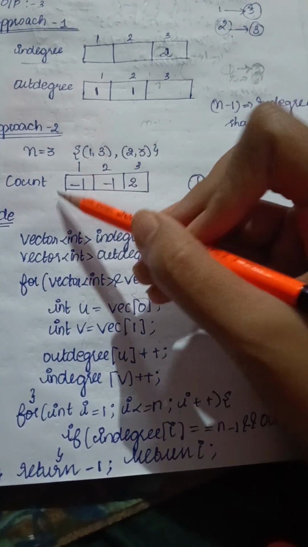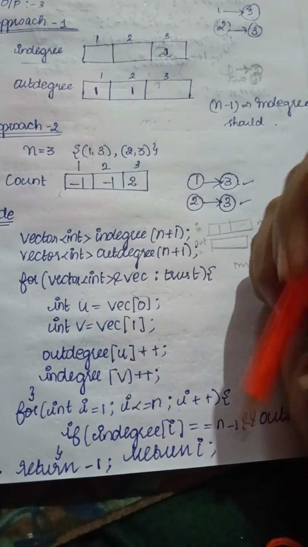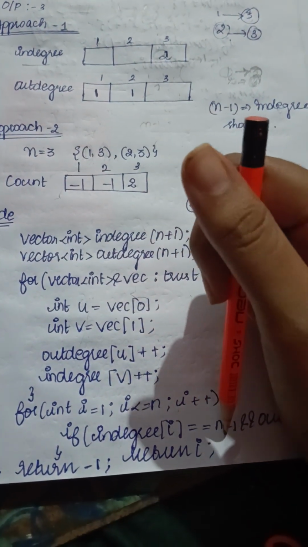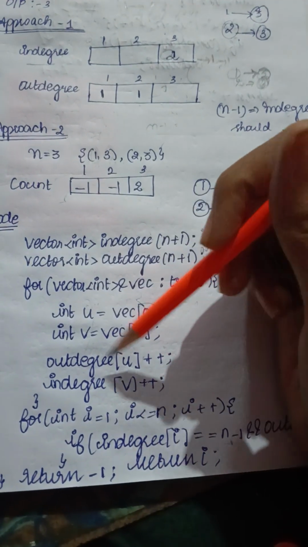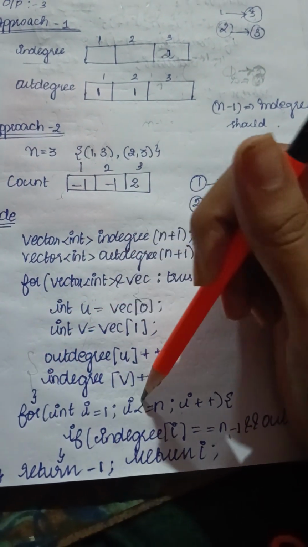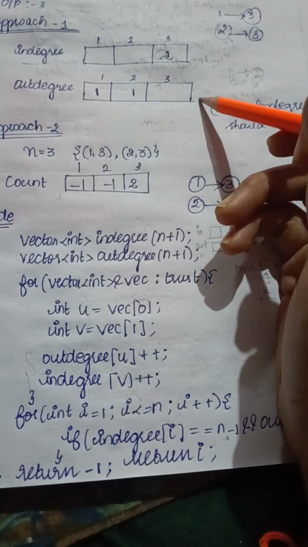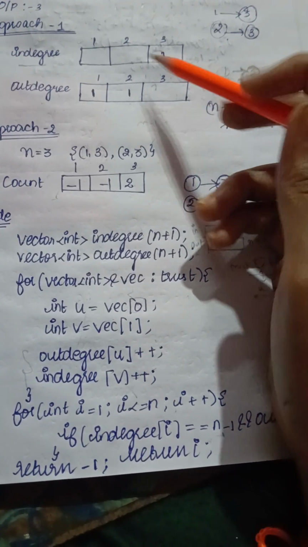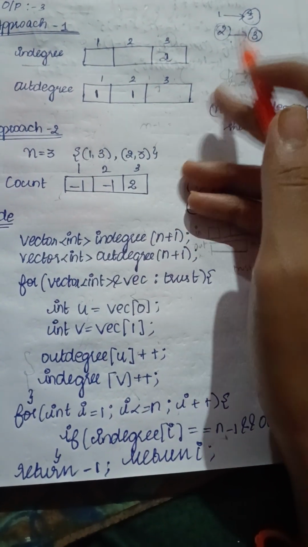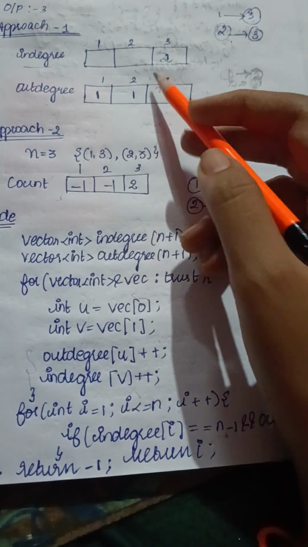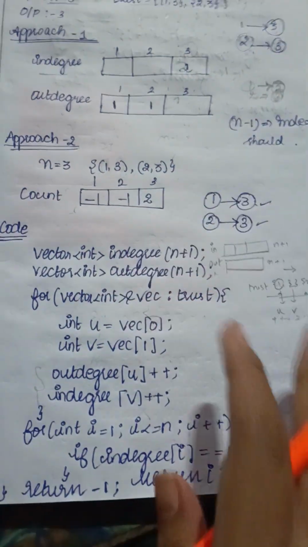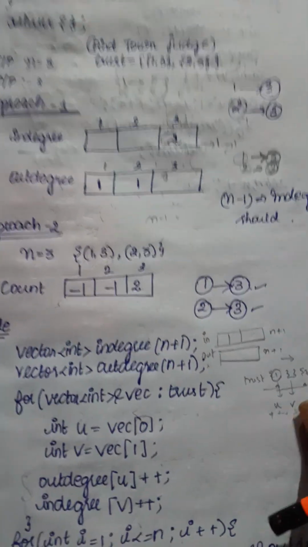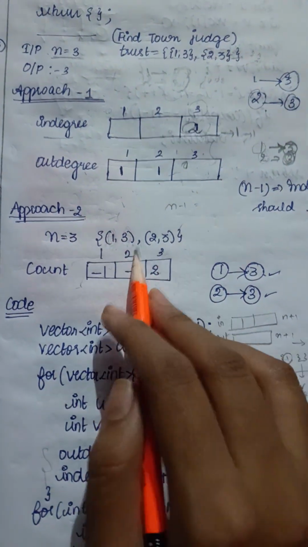When out degree is equal to 0 and in degree is equal to n minus 1, we have to return i. So we are adding both cases, making two arrays, and checking both conditions. Out degree should be 0 and the incoming pointers towards it should be n minus 1. Then you have to return. So this is one of the approaches. Now let's see the second approach to code.